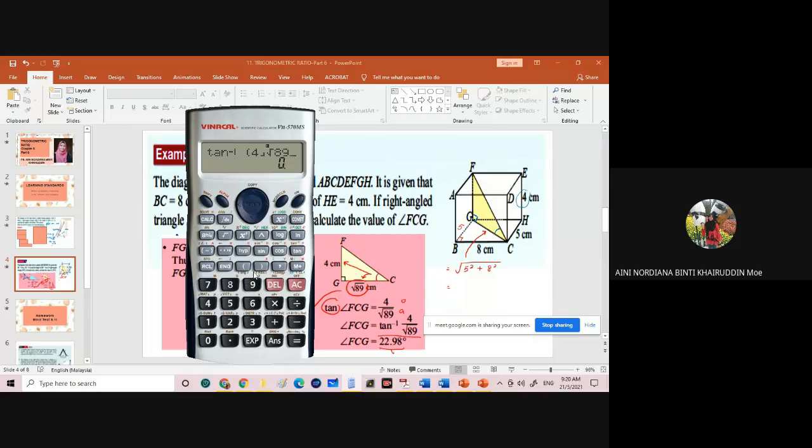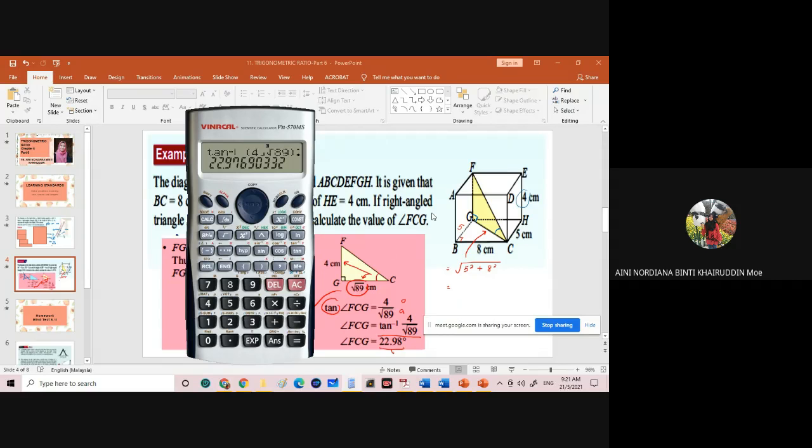Close bracket, then press equal. Then the calculator will give you this answer, 22.97. So here is the answer, 22.97 degrees. Round off to 2 decimal places.